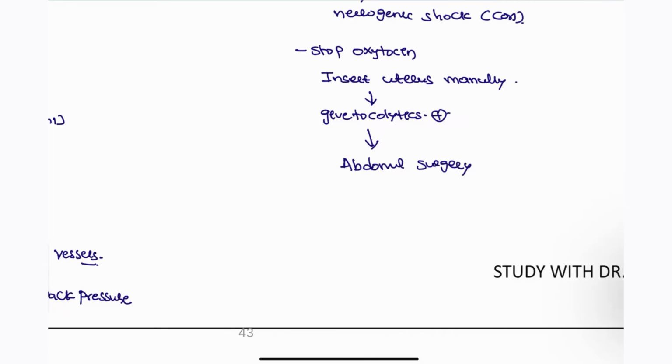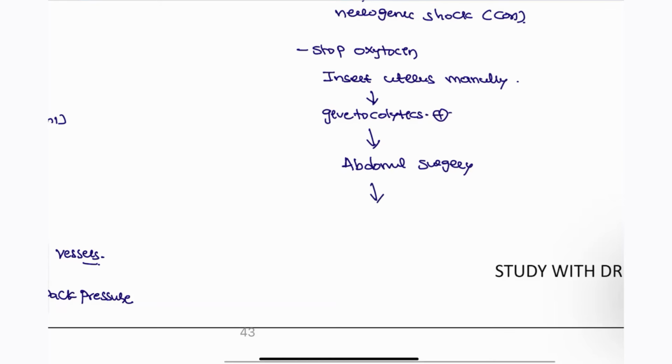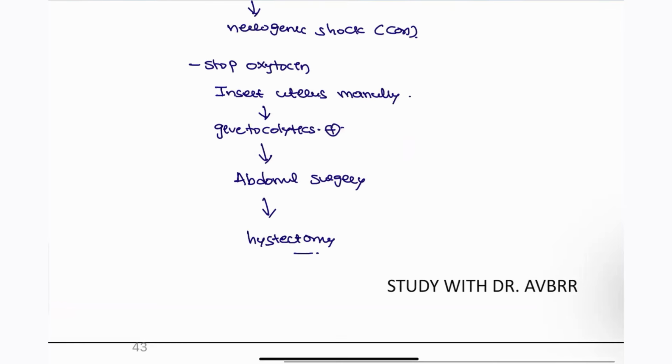In the abdominal surgery, we are going to proceed. Even if it is still not controlling, and the patient's family is already complete, then go for the hysterectomy. Okay, that is how we are going to proceed. Once you are done with the manual replacement, give the oxytocin only after inserting the uterus. Before that, you have to stop. Okay, this is after.